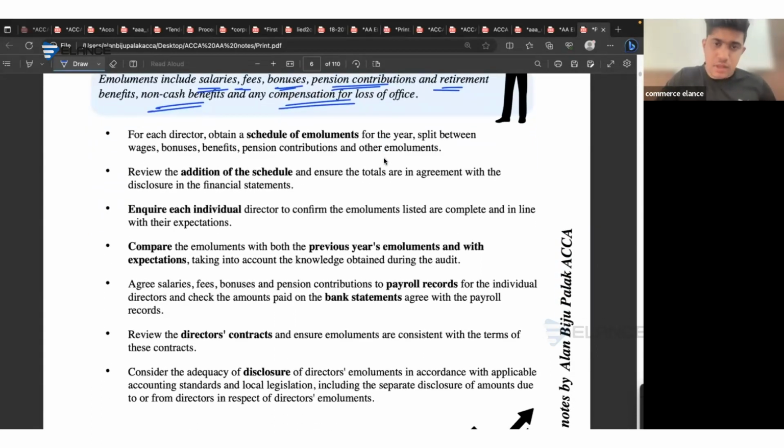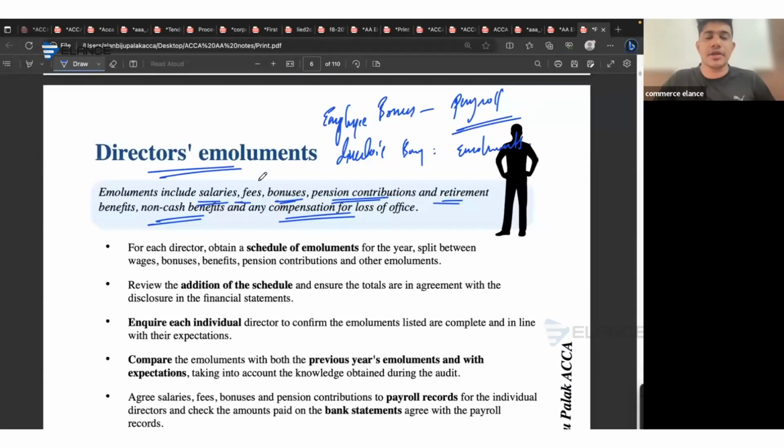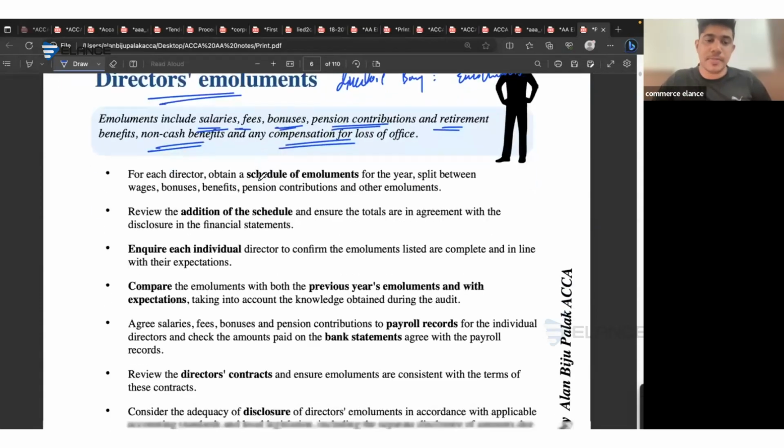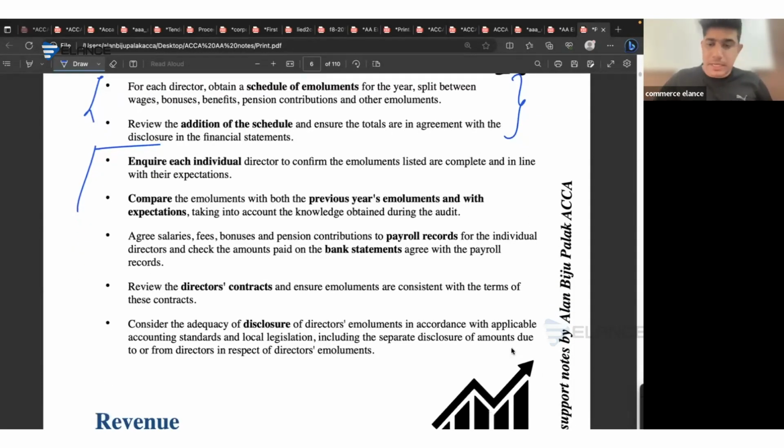And whenever you get a question based on any of these, consider that you will be getting a question on what the substantive procedures are that need to be performed by the auditor in relation to the pension contribution. In that case, please avoid the first 2 points. As I always mention, the first 2 points should be used only if you are getting a question on directors' emoluments itself. If you're getting a question on a specific emolument, then in that case, you have to use the other points, and you can replace the term emoluments with the one that the examiner demands.